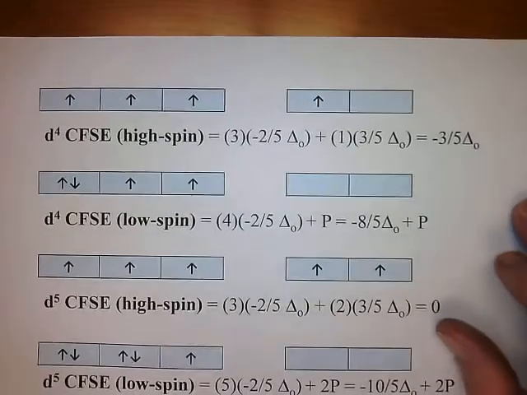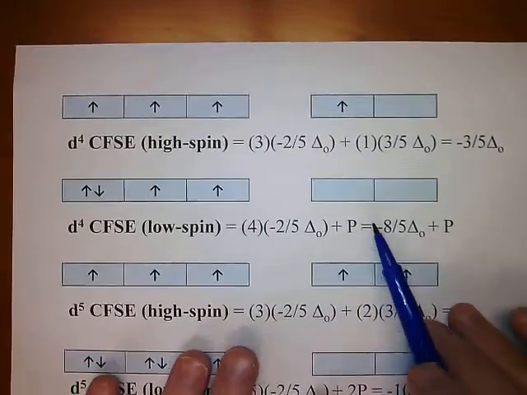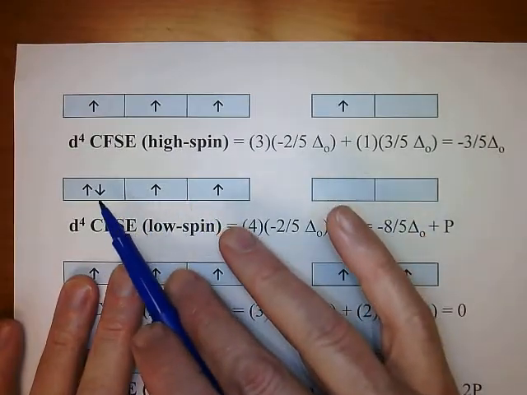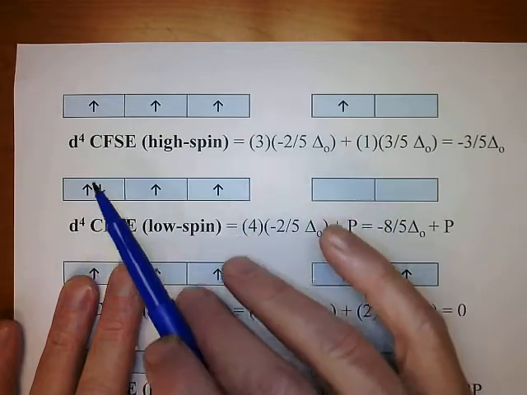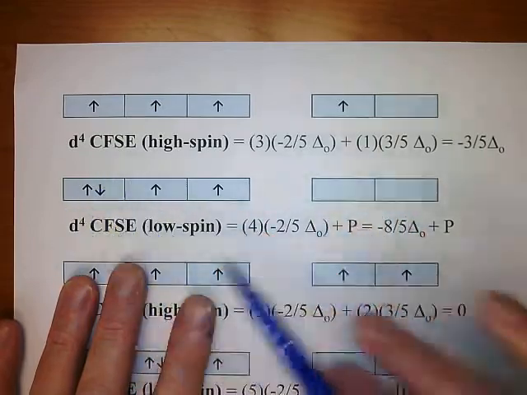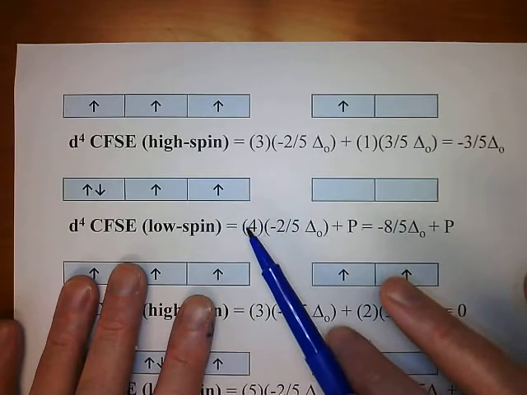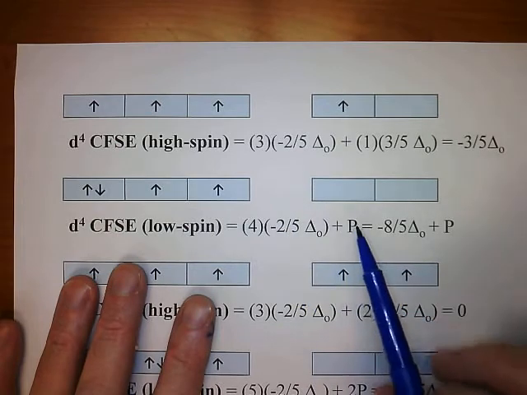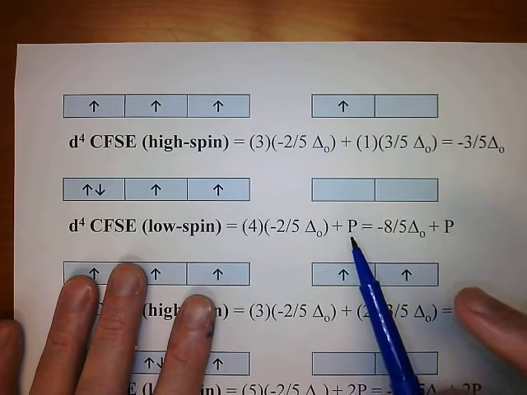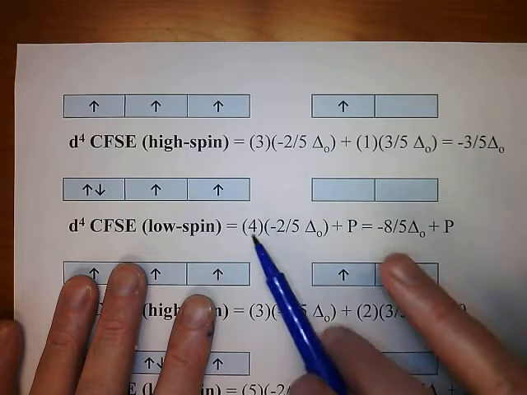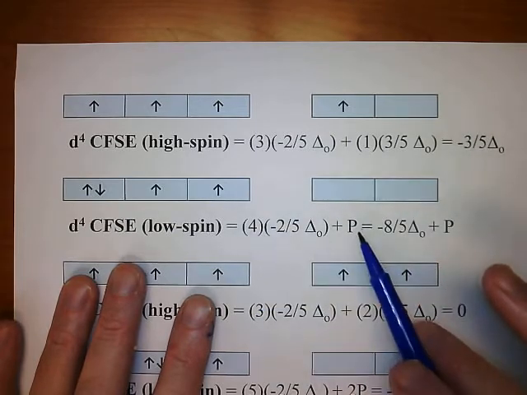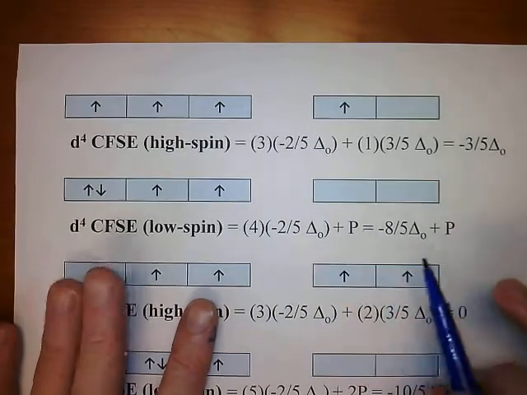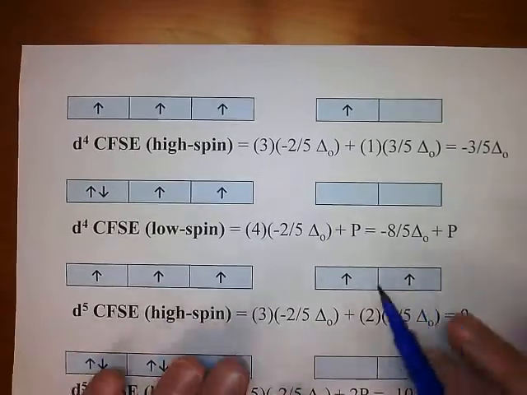Or if we did the low spin, all the electrons are down here, but we had to pair them up. We have to supply a pairing energy. This is energy that's required. So we've got 4 electrons that are lowered by 2/5 the field splitting, but we have to supply a pairing energy, and that's positive energy. This is energy that we get out. This is energy that we have to put in. So this comes out to be negative 8/5 delta O plus the pairing energy.